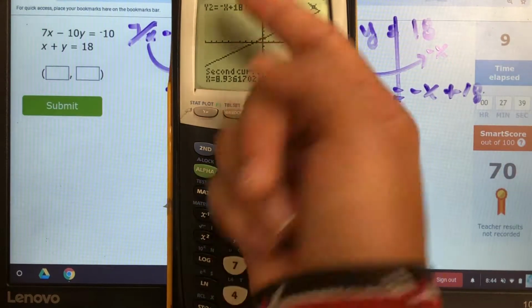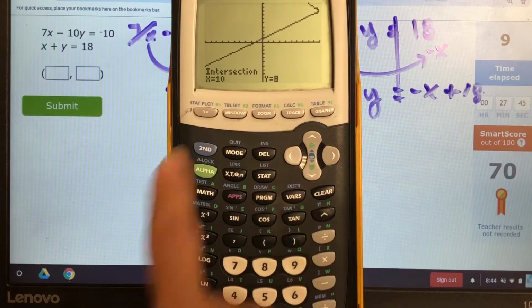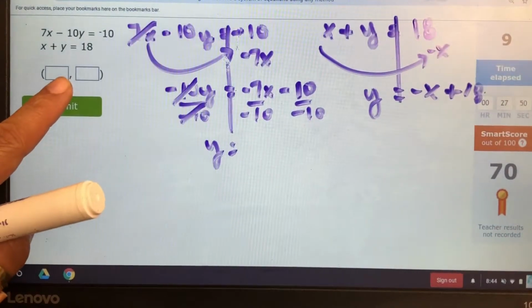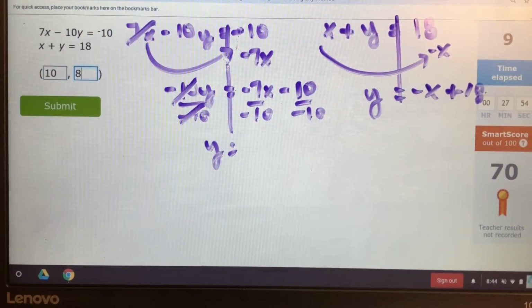So when you press the up arrow, it's going to go up to the next curve. That's pretty cool. Press enter, and then it says guess, you press enter again, and it's going to guess it for you. The intersection is 10 and 8, and that's what you're going to put here. 10 and 8.